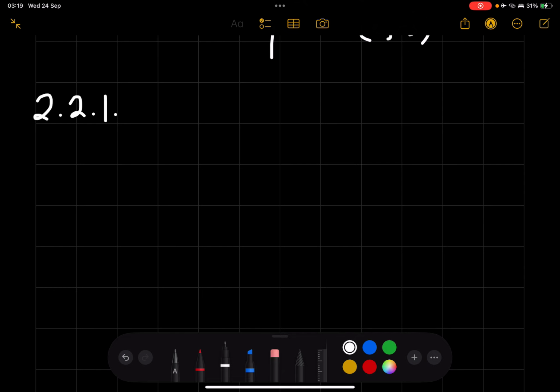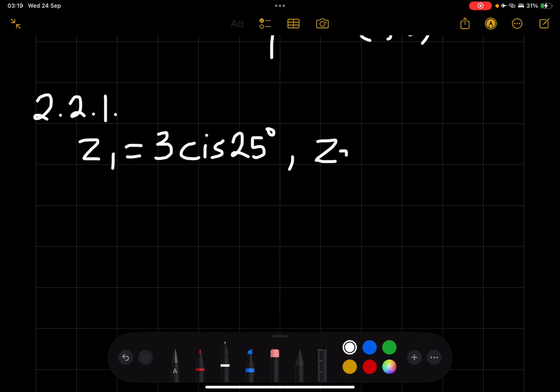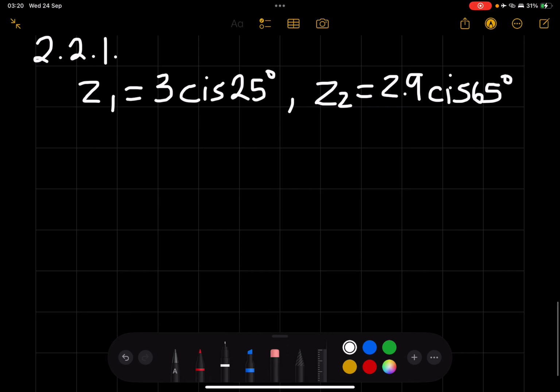2.2.1. On 2.2.1, we are given that z1 is equal to 3 cis 25 and z2 equals 2.9 cis 65. Then we are asked to multiply. We are asked to get z1 times z2.